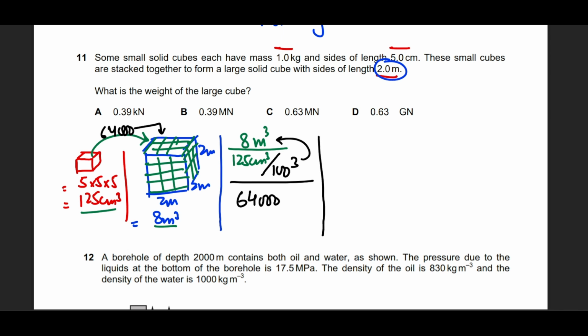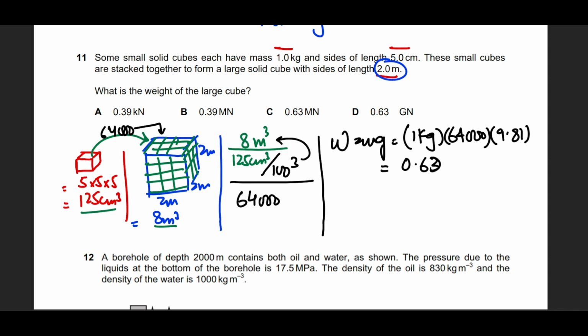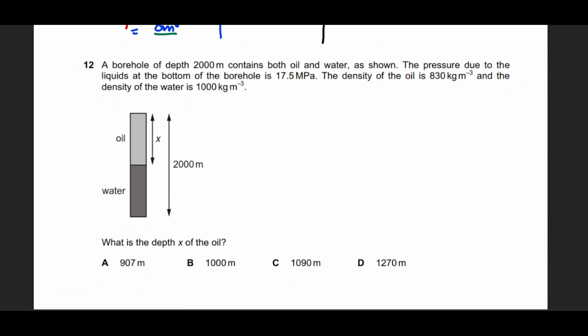Now it is just a matter of using W equals mg. So each box has a mass of 1 kg. How many boxes? We have 64,000. What is the value of g? 9.81. When you do this, you get 627 into 10 raised to the power 6 newtons, right? So this is going to be option C. Moving on to question number 12.